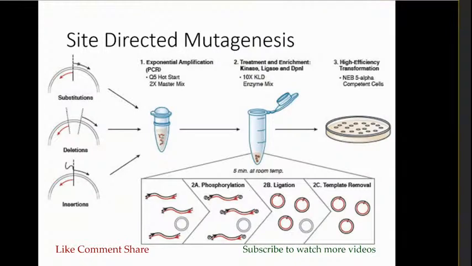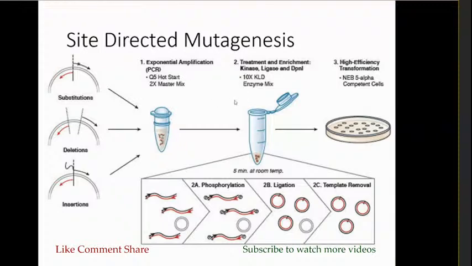Another important thing is site directed mutagenesis, the advanced technique of mutagenesis. In this mutagenesis, we may substitute the gene, we may delete the gene, and we can insert the gene. Substitute means remove and add: remove one gene at a particular site and add the new gene. Insertion means that with the native gene, we add extra characters. That is called insertion.